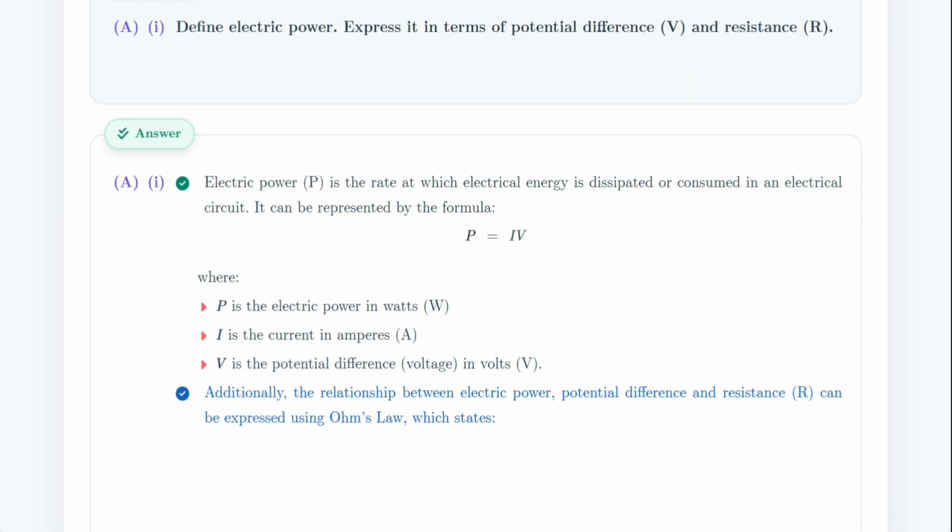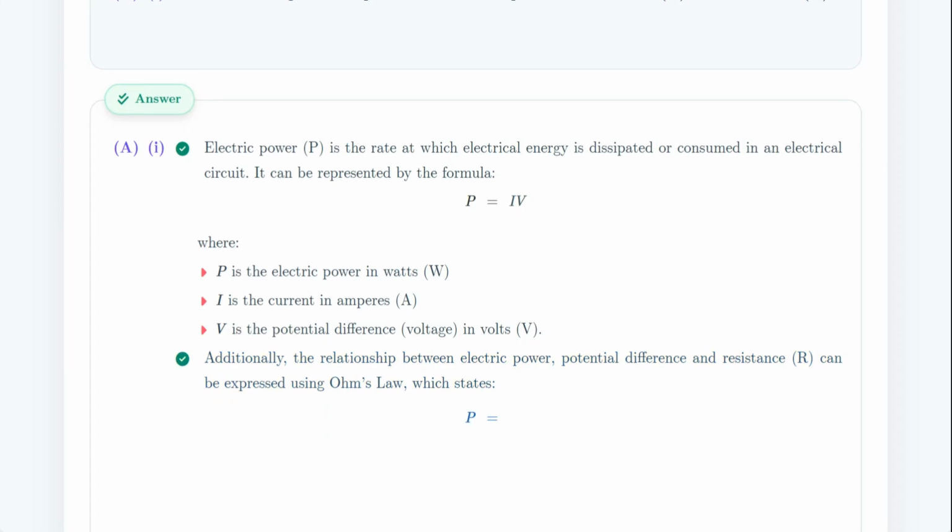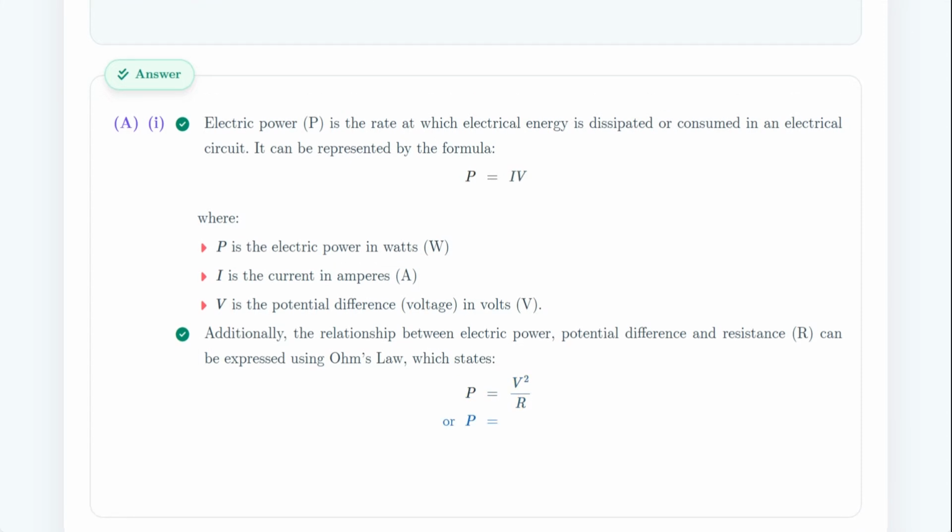We can also express this using Ohm's law. By substituting I with V over R, power can also be written as power P equals voltage squared divided by resistance R. Or, if we substitute V instead, P equals current squared multiplied by resistance. Memorize these three forms.